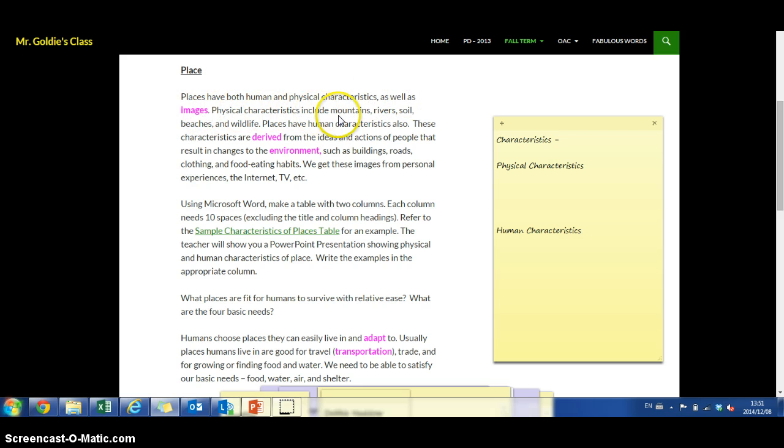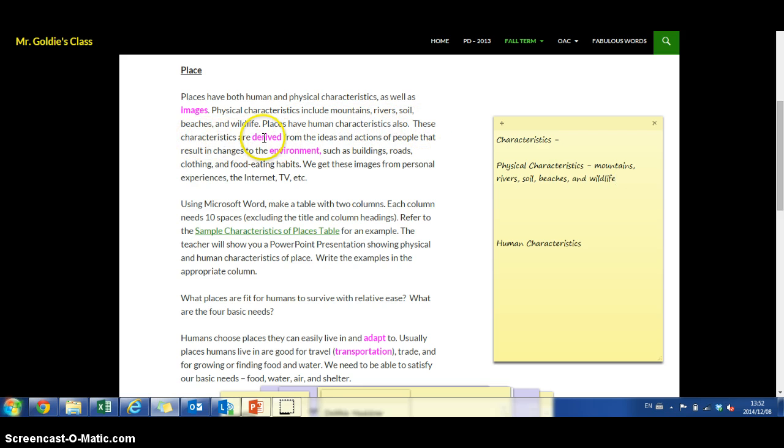Physical characteristics include mountains, rivers, soil, beaches, and wildlife. So there you go. Mountains, rivers, soil, beaches, and wildlife. Right? Places have human characteristics too.